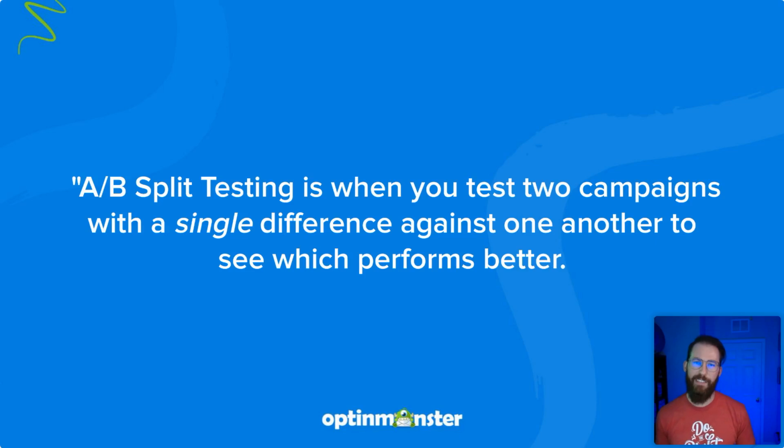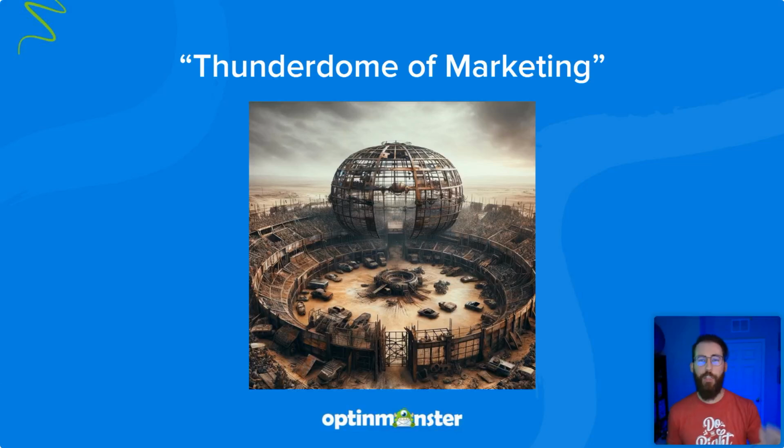So the idea is you have campaign A versus campaign B with a single change, and you pit them against one another. They're competing. In a lot of ways, you can think of it as the Thunderdome of marketing, right? You've created a campaign, you want to test it against another campaign, 2 campaigns enter, 1 campaign leaves, and that's your Thunderdome of marketing. And little by little, with each and every test, you're going to be able to determine what is the best strategy for your particular campaign.